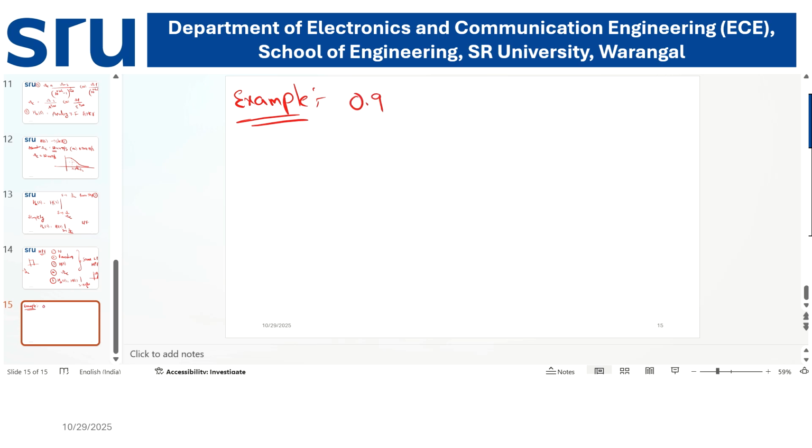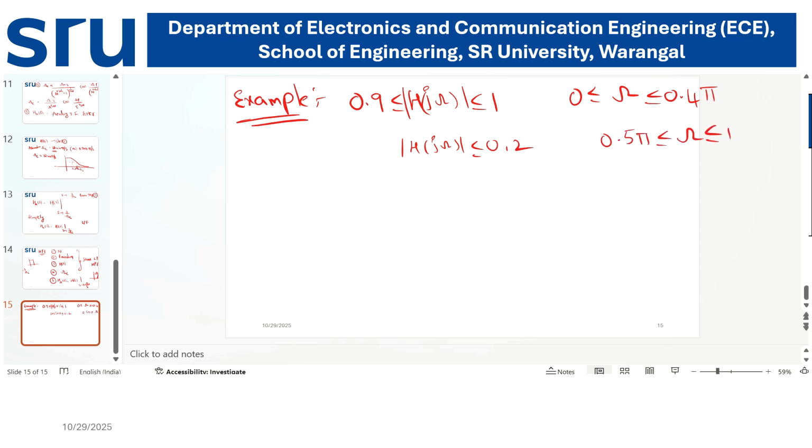So 0.9 is less than or equal to the magnitude of H of j omega, less than or equal to 1 for 0 less than or equal to omega less than or equal to 0.4 pi, and the magnitude is less than or equal to 0.2 for 0.5 pi less than or equal to omega less than or equal to pi. So these are the given specifications, right? From the given specification, firstly we have to draw the characteristics. In these characteristics, the x-axis is omega and the y-axis is the magnitude of H of j omega, right?